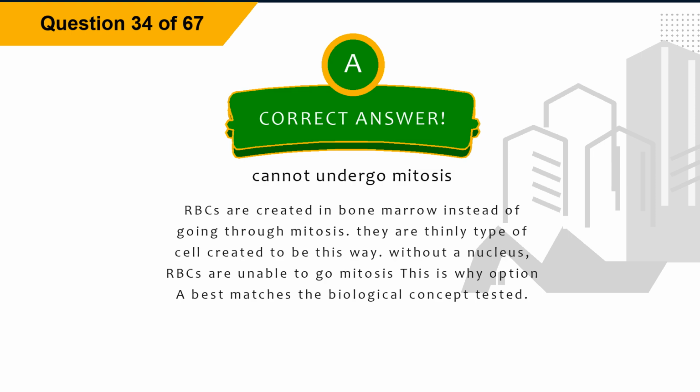The correct answer is option A, cannot undergo mitosis. Explanation: RBCs are created in bone marrow instead of going through mitosis. They are a type of cell created to be this way. Without a nucleus, RBCs are unable to undergo mitosis. This is why option A best matches the biological concept tested.